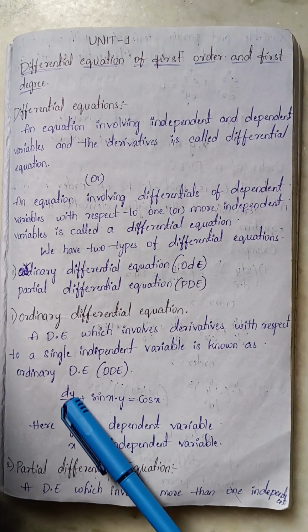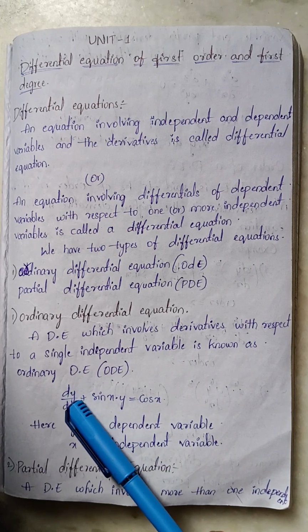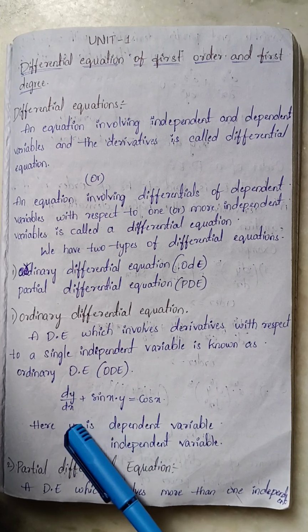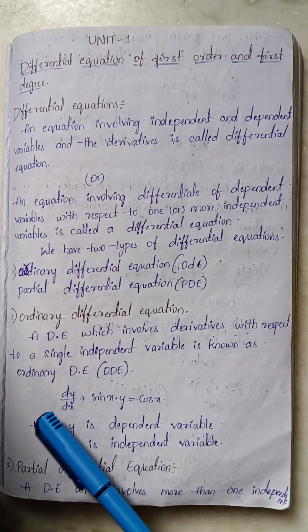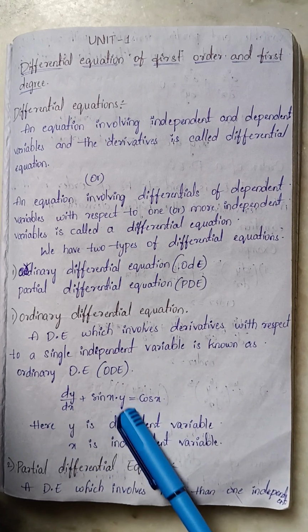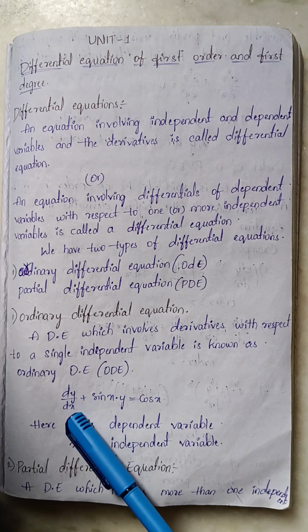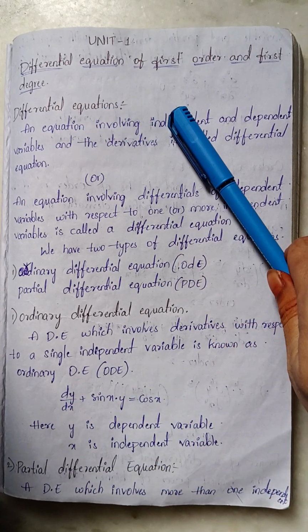See here. Suppose we are taking this equation. Here we have y as the dependent variable, and it depends on x, which is called the independent variable, and it involves the derivatives. So this total is nothing but a differential equation. So an equation involving independent variable, dependent variable and its derivatives, total is nothing but a differential equation.